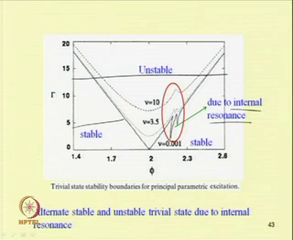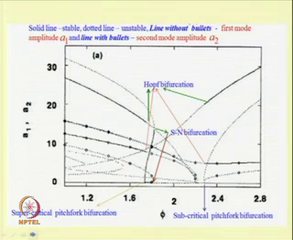Up to this the system is stable, then from here to here the system is unstable, then again here it is stable, then again unstable, then stable, then unstable, then again stable. So, one can have multiple stable and unstable regions in the trivial state of the system when we are considering internal resonance in the system. From this one can obtain the response curve. Here A1 and A2 response curves are plotted.